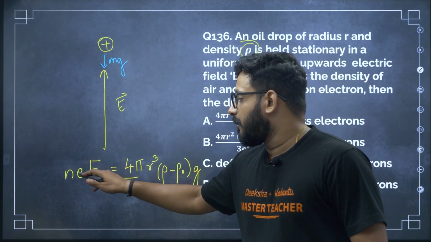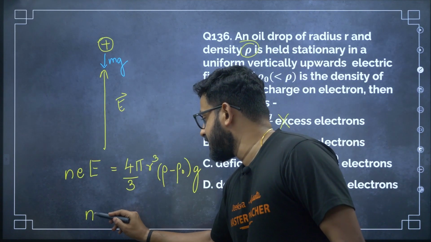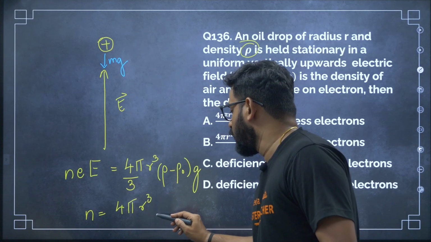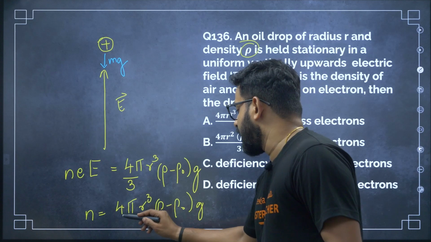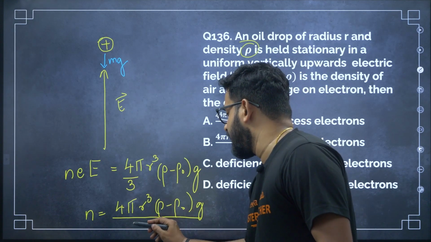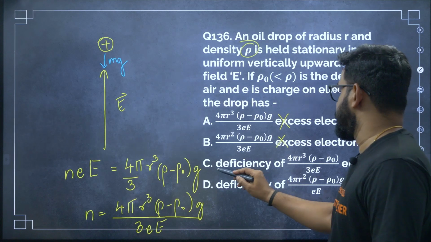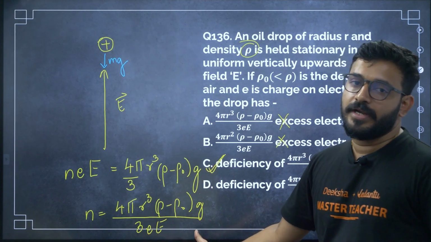Now you want the number of electrons, right? Just bring the E down, N is equal to 4 pi r cube (rho minus rho naught) into G divided by 3E into E, which is absolutely option C. There is a deficiency of this much amount of electrons.